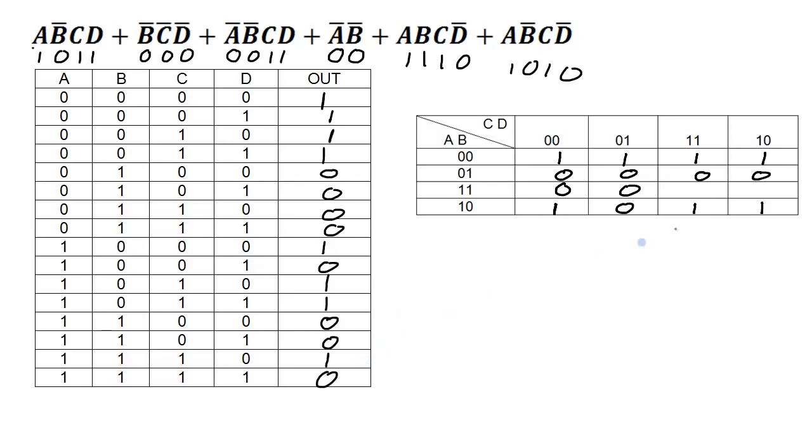1, 1, 1, 0 is a 1. It's this box over here. And the last row, 1, 1, 1, 1 is a 0. Next, I want to group the min terms. I want to group them in as big a group as possible, and I want to make sure I get all of the min terms.